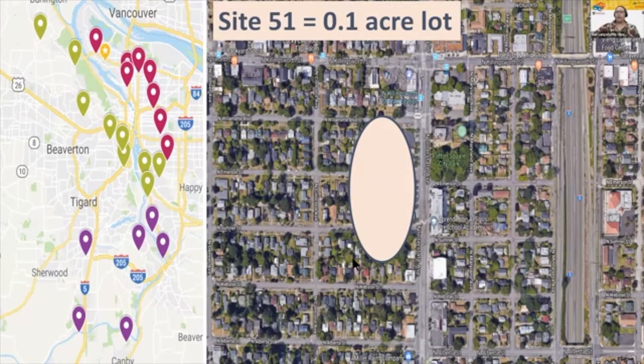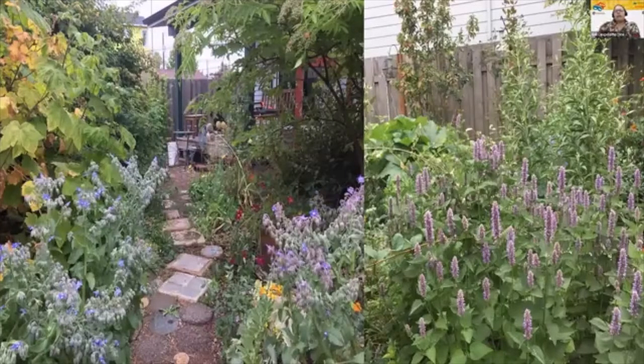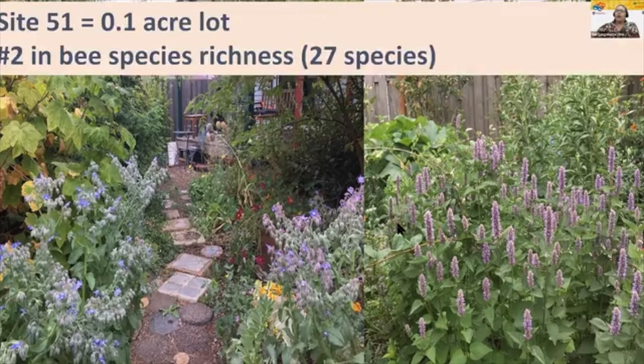But the person who managed this garden really wanted to garden for biodiversity, and every plant that they selected was chosen because it was known to have a positive impact on biodiversity. So big leaf maple in a small urban lot, borage, hyssop, every plant selection was carefully made. And in this 0.1 acre lot, he had our second highest bee species richness, 27 different species.